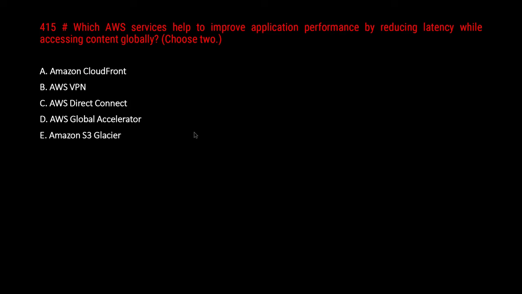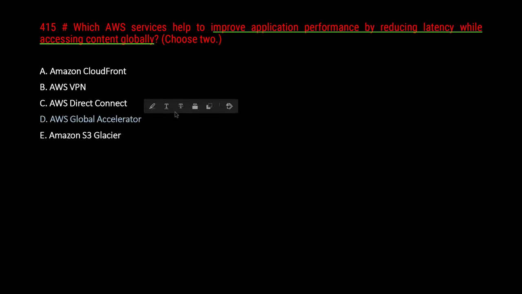Which AWS services help to improve application performance by reducing latency while accessing global content? We already know, as soon as you see reducing latency and global, the answer is Global Accelerator and CloudFront, which are right here. You don't have to check any other options.